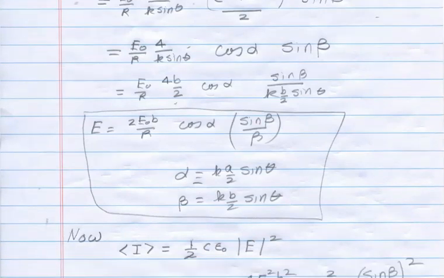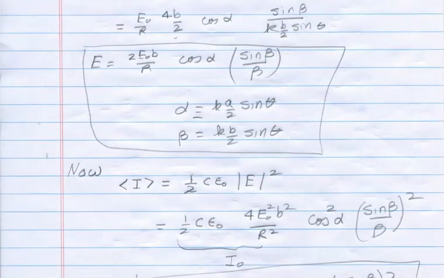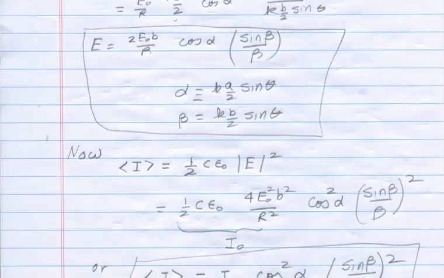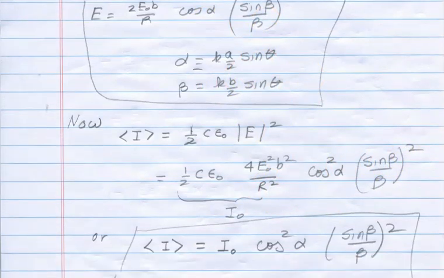And then it's the same story. The irradiance, or the time averaged intensity, is just one half c epsilon naught times E squared. In this case, I've got it all down to real. And so I square this. That gives me 4 e naught squared b squared over r squared. You get this 1 over r squared fall off with distance of the irradiance. You'll get a cosine squared, and you'll get the sine beta over beta squared.